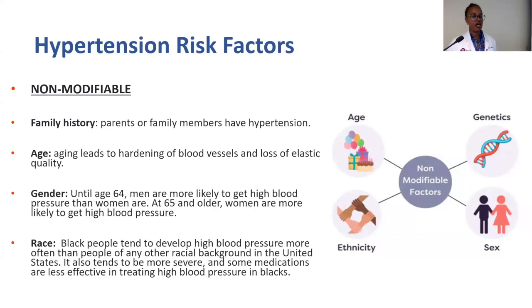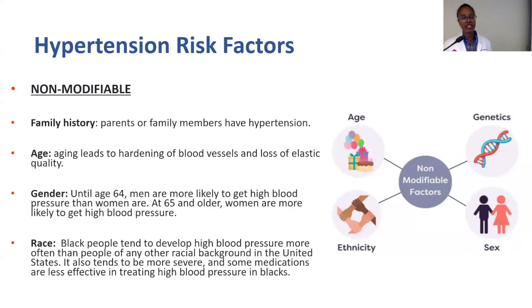We categorize them as non-modifiable and modifiable. The things that we cannot modify: your family history. If you have first degree relatives, such as your parents, having hypertension, that's considered a family history of high blood pressure. Age is a non-modifiable risk factor. As we age, our arteries harden and they lose the elastic nature that is a characteristic of our blood vessels. And when we lose that elastic quality, let's say you eat a little too much salt and you retain a little more water, the vessels don't accommodate the increase in blood volume, and that's why blood pressure ends up shooting up. That's one of the characteristics that comes with aging.